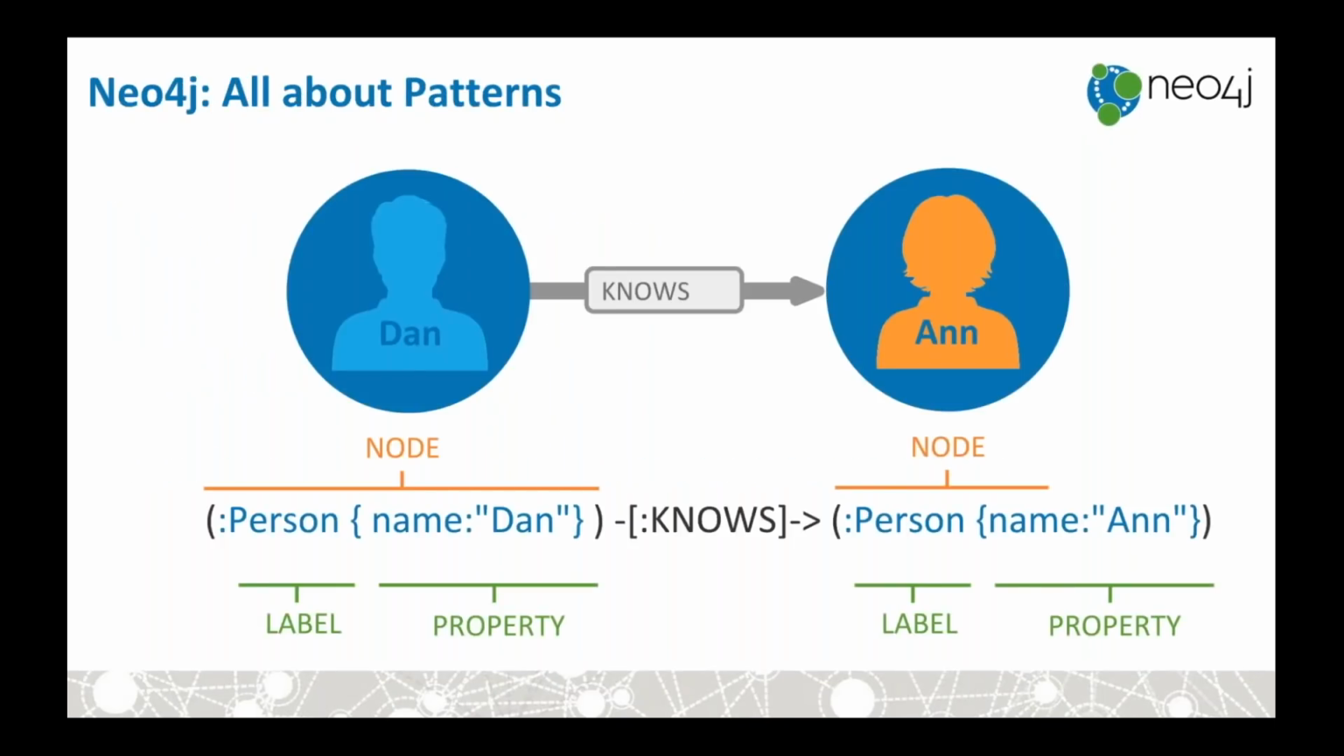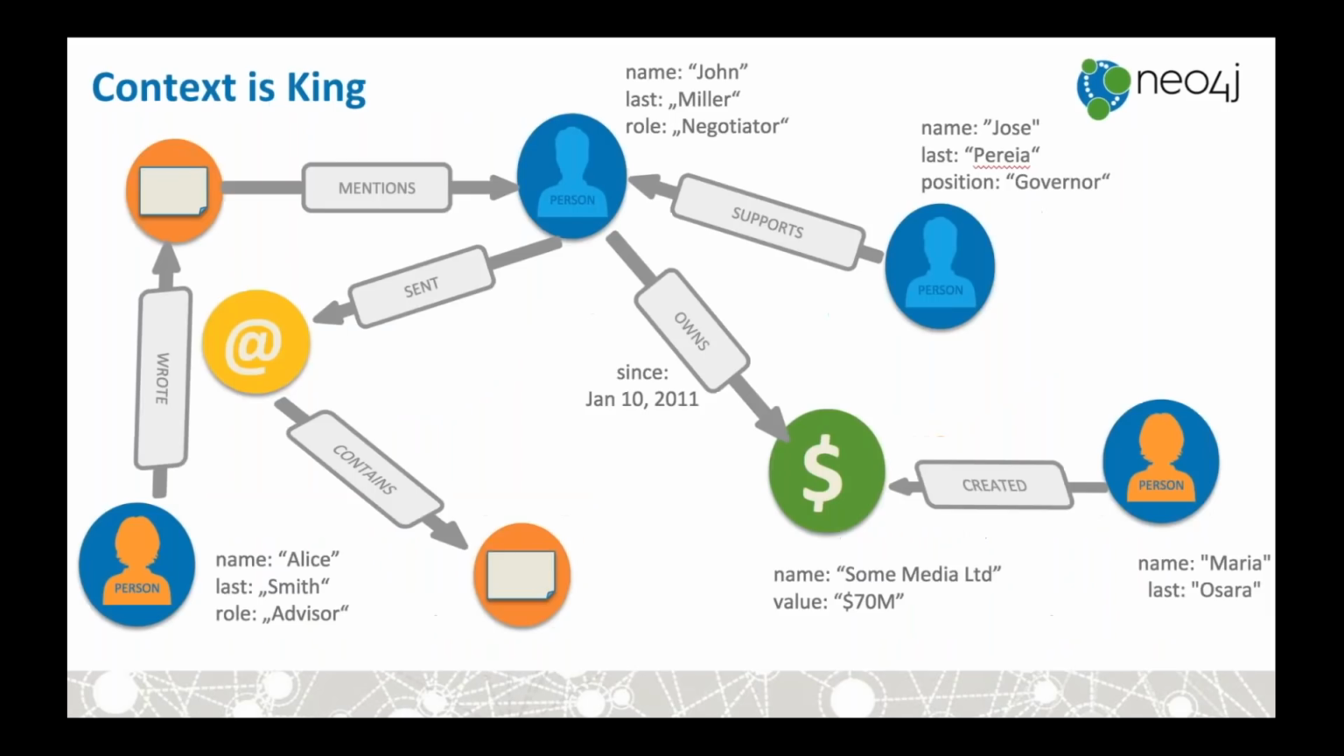And this again is just drawing out very visually, because of course graphs are a very visual thing, what this looks like. Here we can see that we have two nodes exemplified by Dan and Anne. Both of these nodes have a person label. Both of them have a name property. The first node has Dan as the value, and the second has Anne as the value. And they're joined by a relationship with a type of knows.